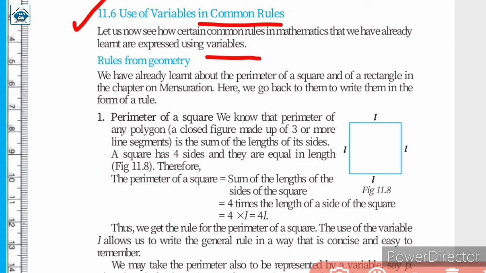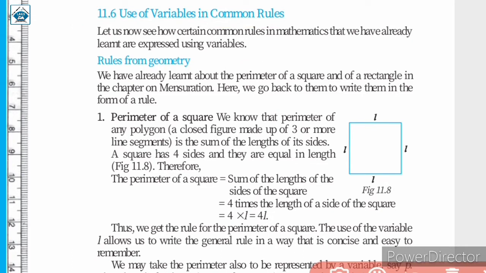The word variable means something that can vary, that is change. So the value of a variable is not fixed, it can take different values. So this is something we have already discussed. There are some rules of geometry, but we are going to discuss them after we have learned using variables. So we are going to express certain rules of geometry using variables.